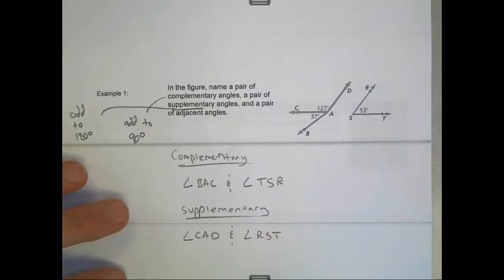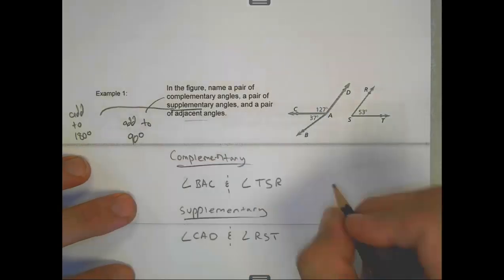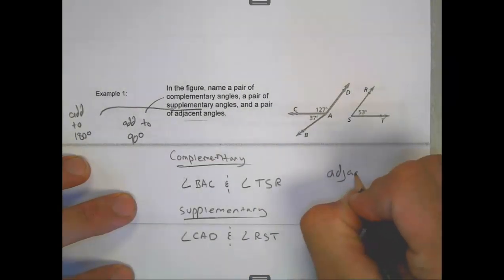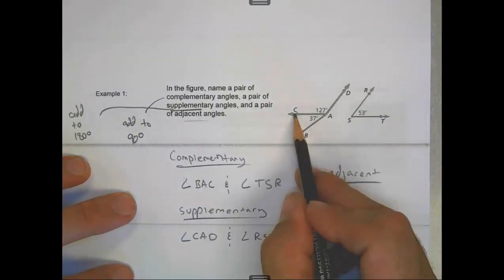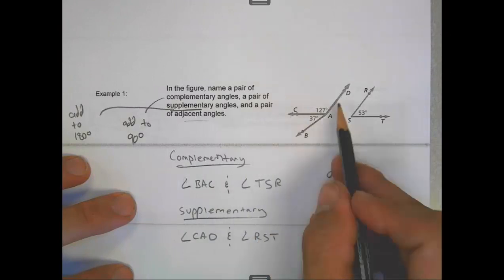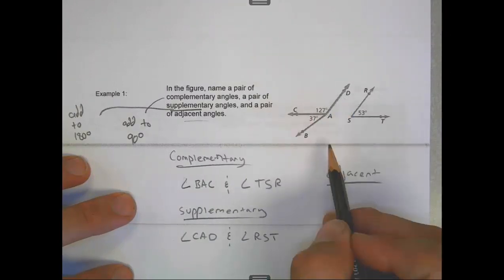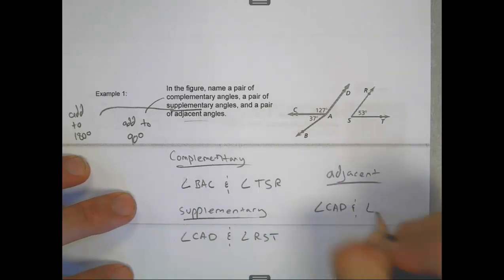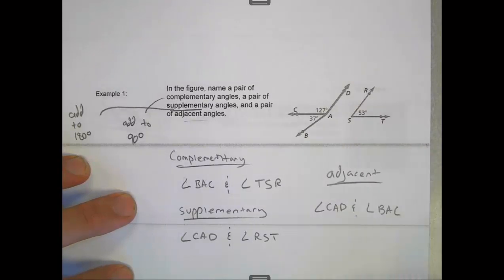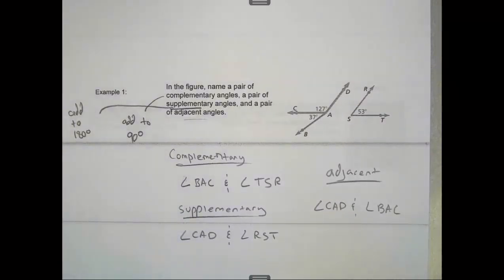All right, we also want a pair of adjacent angles. Adjacent angles are just angles that share a common side. The common side here is ray AC, and these two angles, angle CAD as well as angle BAC, are angles that are next to each other that share a common side.